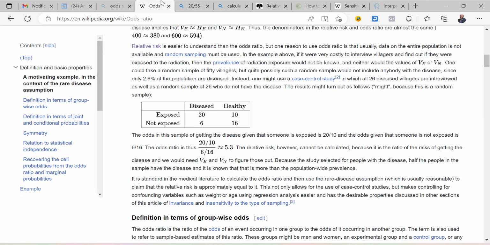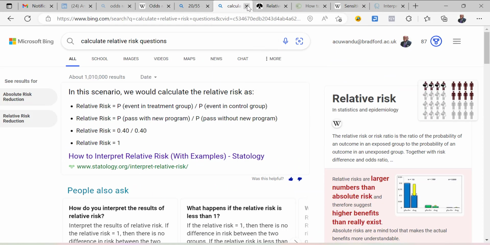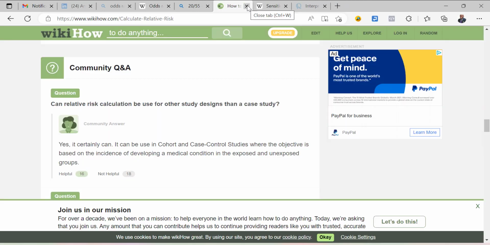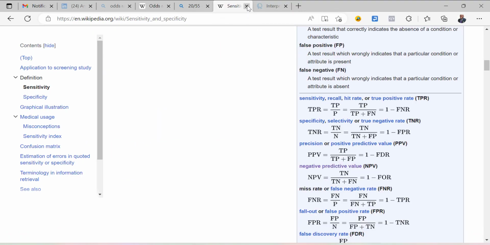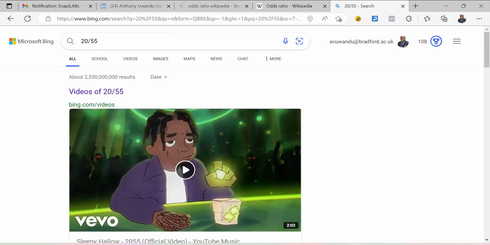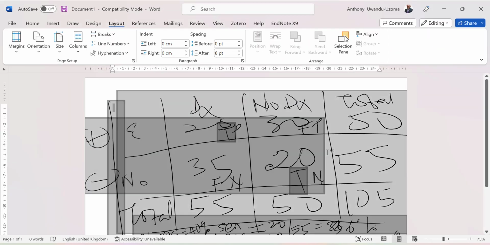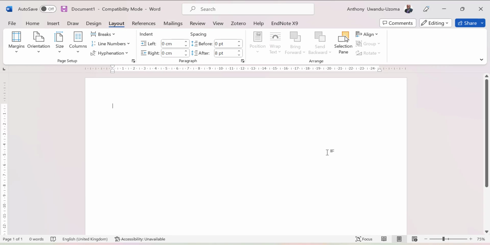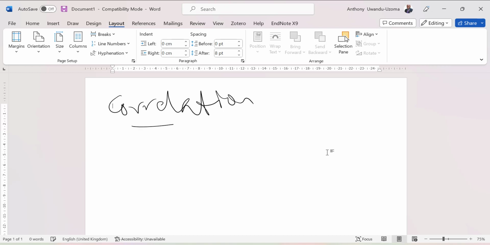Having said that, we go straight to interpreting logistic regression. Let me give a note about logistic regression. Before that, let's talk about correlation. When you talk about correlation, it means that as A is increasing, B is also increasing.